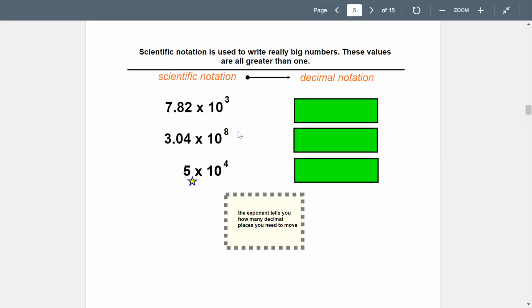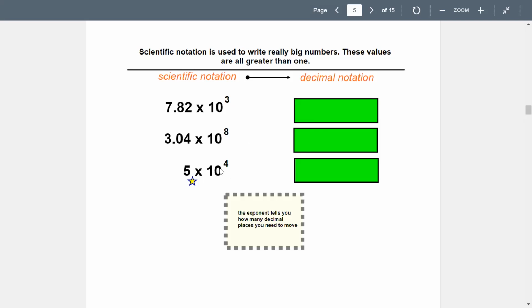It looks like everything here is greater than 10, so you're going to be moving all your decimals to the right. In this one, you're going to move it 3 times to the right. I'm going to move that 3 times, and that gives me 1 extra 0 after the 2, and this becomes 7,820. Here, I'm going to move my decimal 8 times to the right. So it'll be 1, 2, and then 6 zeros, so that's 304 million.